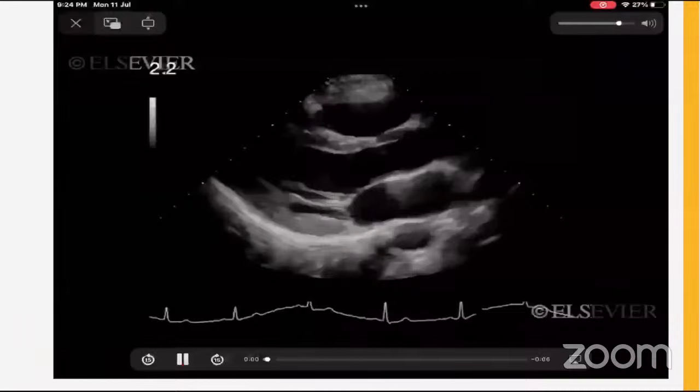So this is again a PLAX view. I have added a video here, but it is not working now. So we can see that this is LA. Again, this is mitral valve, LV, LVOT, aorta, and RV. Okay.